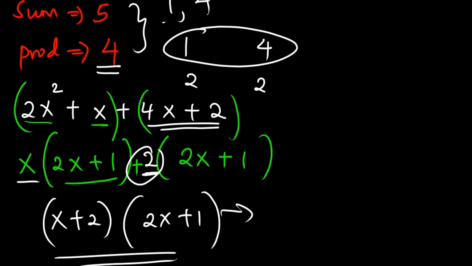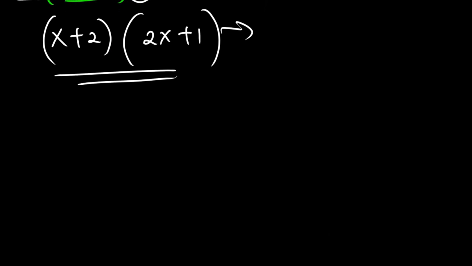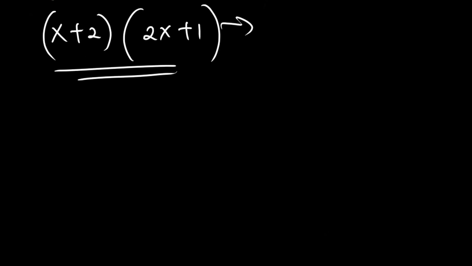So let's look at maybe one final example. Okay. And this time round, I want us to use a negative. Though it's the same thing as for the ones we have done. So let's have 3x squared plus x minus 10. Okay. So let's have that.